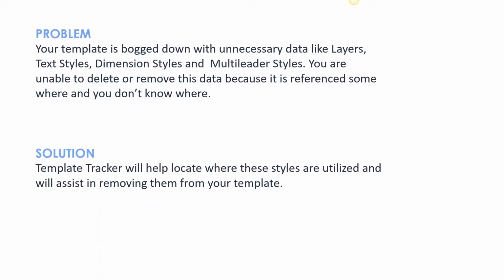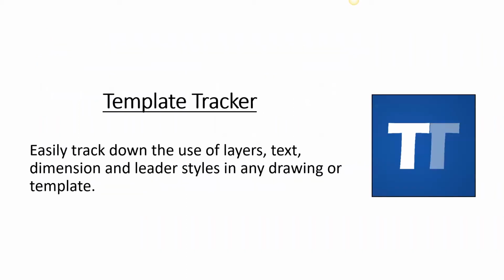So the problem: your template is bogged down with unnecessary data like layers, textiles, dimension styles, and such, and you're unable to delete them or remove them because it's being referenced by something. We've all gone through that situation of, hey, I'm trying to delete this layer, but it won't let me. So the solution is with Template Tracker. You'll be able to locate where these styles are utilized and it will assist in removing them from your template or moving those styles to a different layer. So the Template Tracker easily tracks down the information.